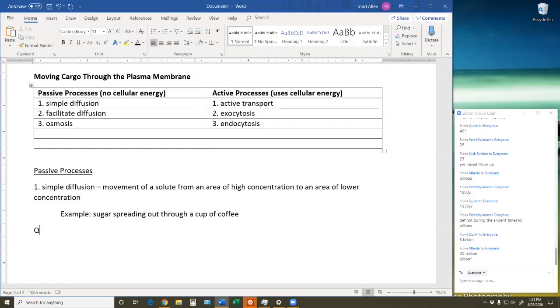So, an important question. If a cell does not use energy to move cargo during simple diffusion, what is the source of energy to move the cargo? What's the source of energy to move the cargo? Because you see, an object will not move by itself unless something moves it. So, what's the source of energy moving the sugar in the cup of coffee?